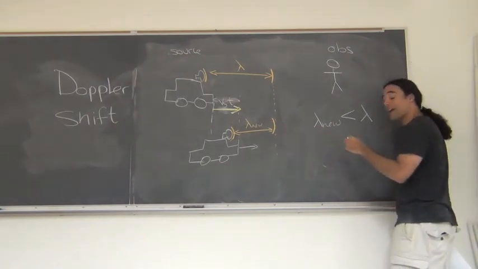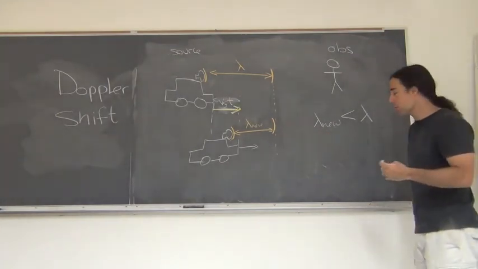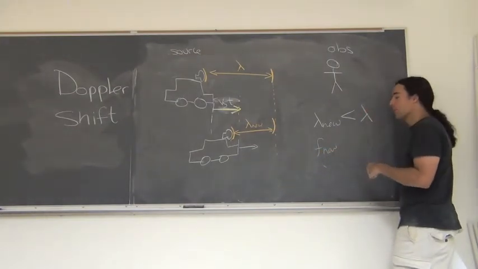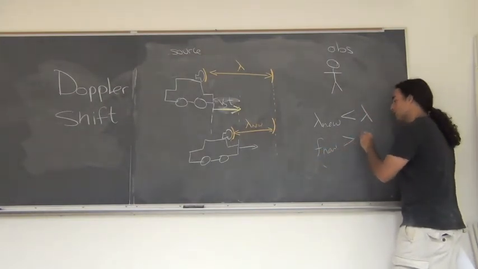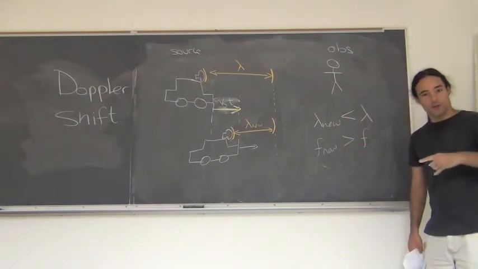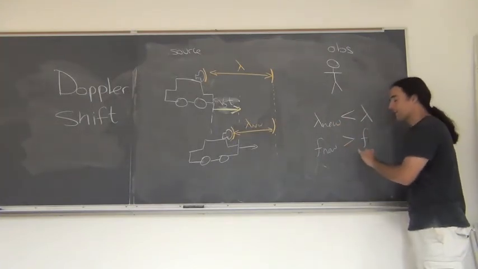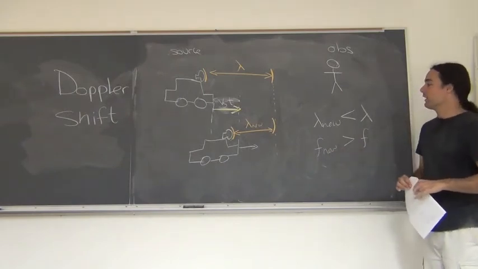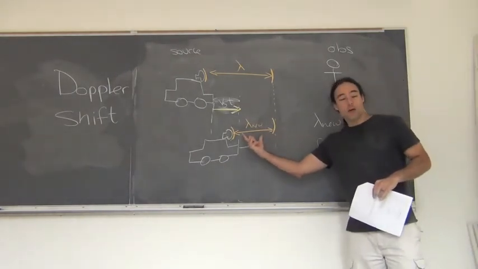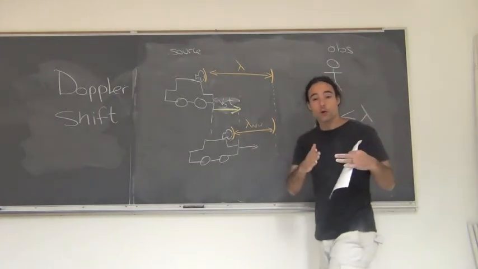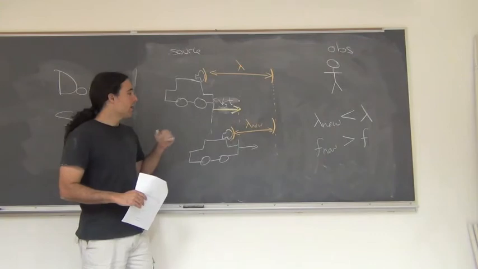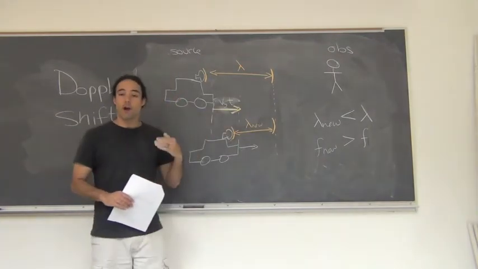Equivalently, since wavelength and frequency are inversely proportional, that must mean that I have a new frequency, which is greater than, because they're inversely proportional. Gotta flip the greater than, less than sign. My new frequency is greater than my old frequency. Since my sound pulses are spaced closer together, I am going to hear them more frequently than I would if the car were not moving.